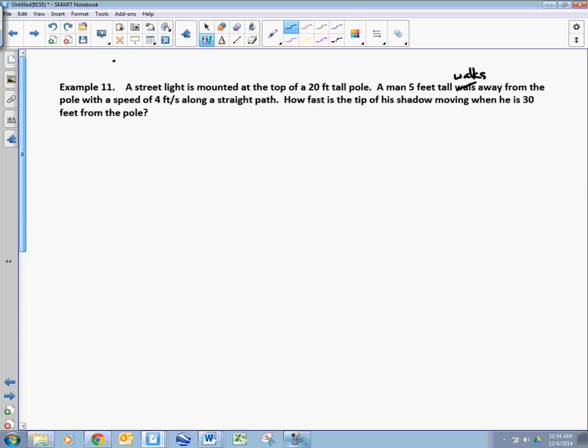This is a classic problem. A street light is mounted at the top of a 20-foot tall pole. A man 5 feet tall walks away from the pole with a speed of 4 feet per second along a straight path. How fast is the tip of his shadow moving when he's 30 feet from the pole? I have my pole. I have this man. He's got a really long neck.